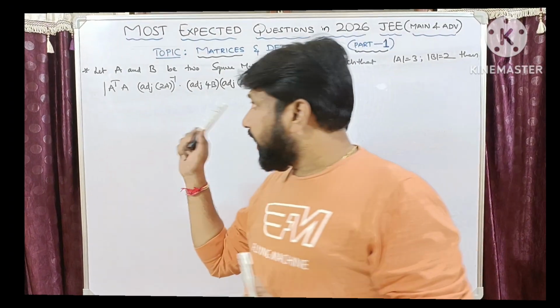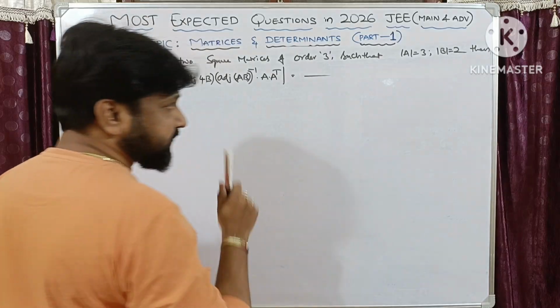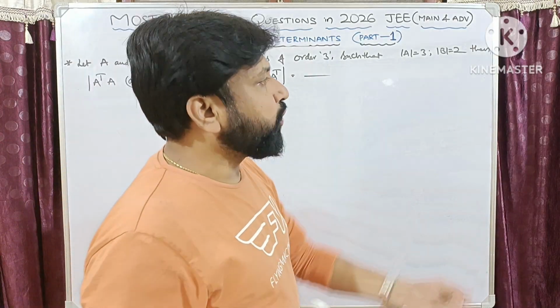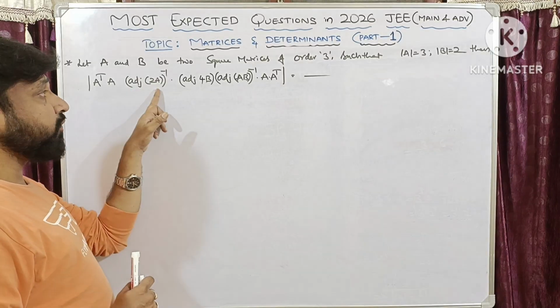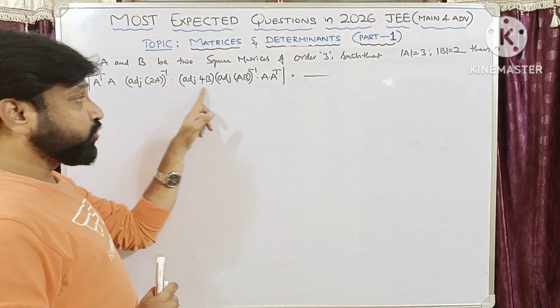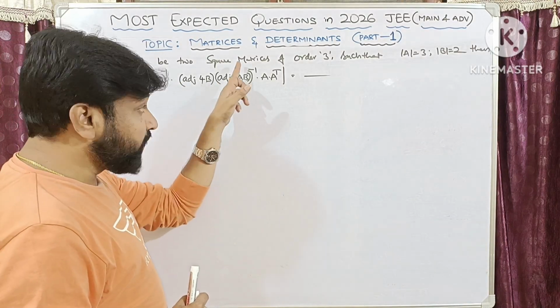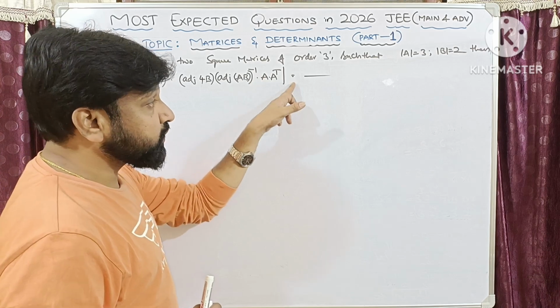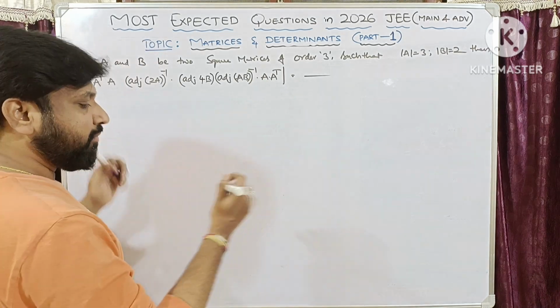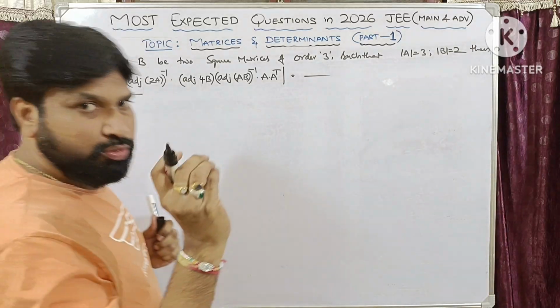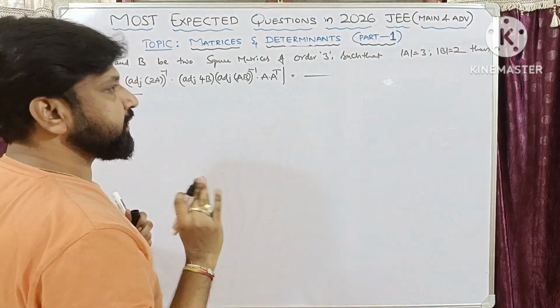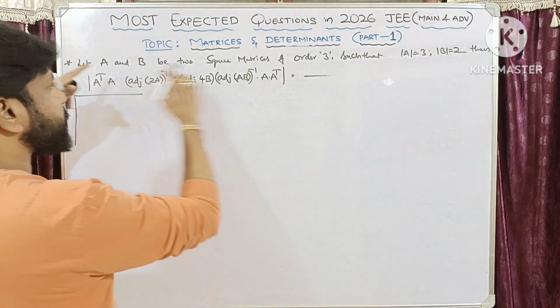Next question is: let A and B be two square matrices of order 3 such that det A is equal to 3, det B equal to 2. Then they are asking the determinant of A transpose, A adjoint of 2A whole inverse, into adjoint of 4B, adjoint of AB whole inverse, into A transpose is equal to dash. It looks like a very lengthy and difficult problem, but by knowing those three conditions, it is very, very easy. Now what is the case? How are you going to evaluate this total function?